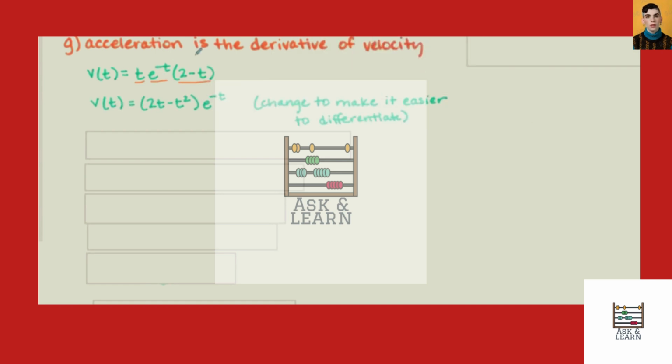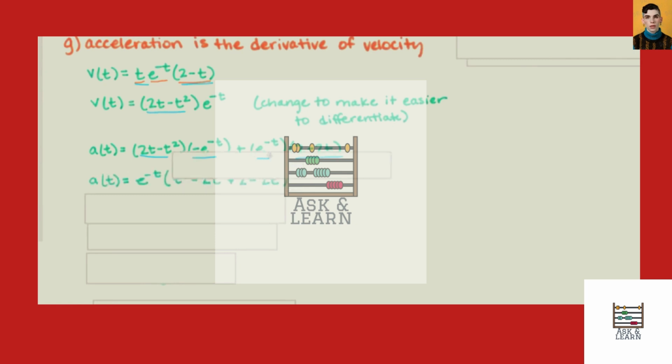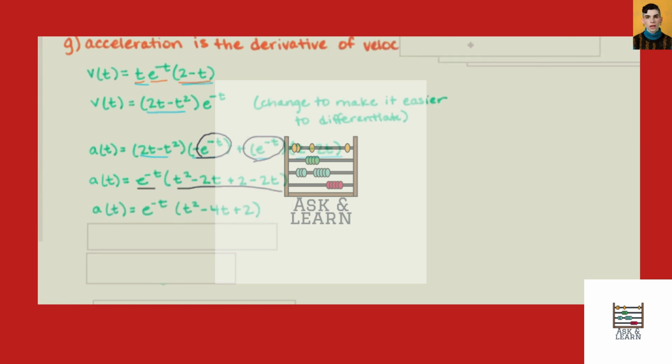So what I did was I multiplied the t and the 2 minus t together, giving me 2t minus t squared. And now we can just use the regular product rule, the product of two factors. So here we have the first times the derivative of the second plus the second times the derivative of the first. So I looked at that and I wanted to find a way to simplify it, and I noticed that we could factor e to the negative t out of both terms. So I did that, and that left t squared minus 2t plus 2 minus 2t. And then we simplify that quadratic expression, and we have our acceleration.